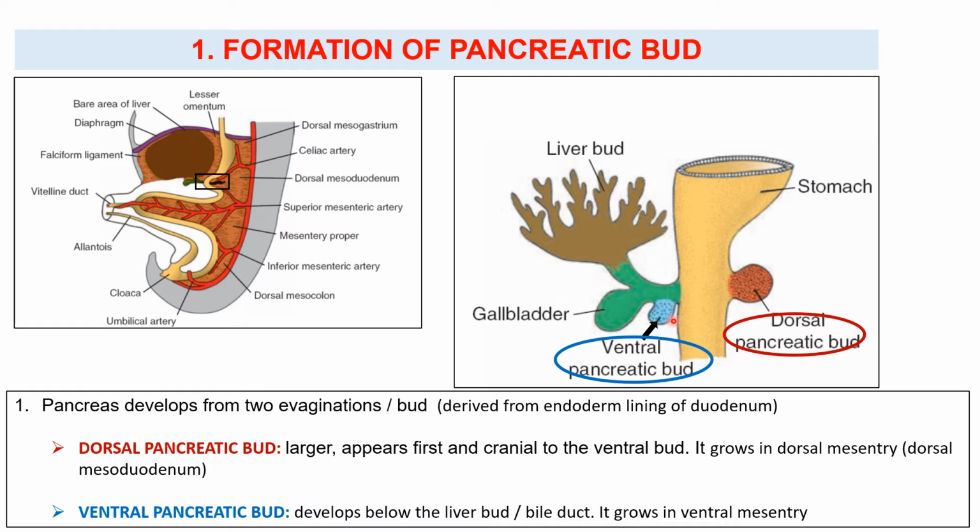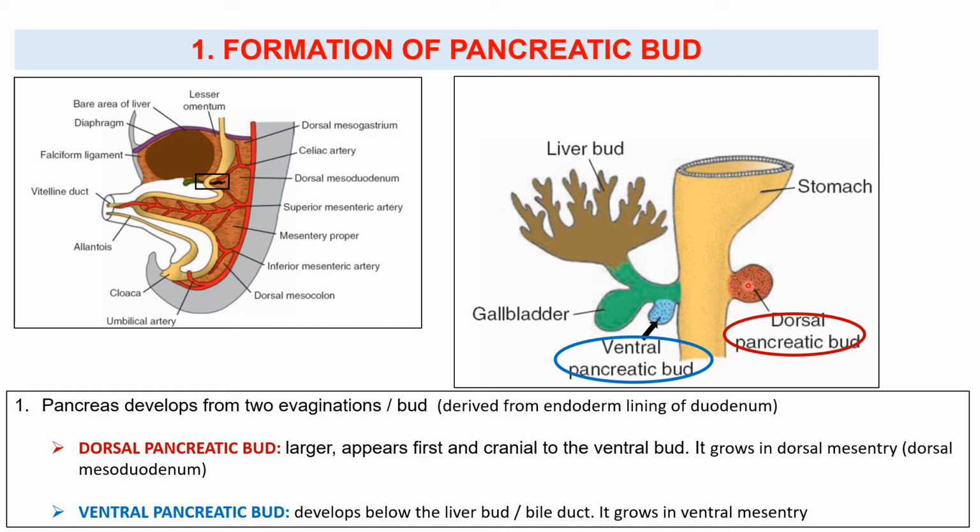The ventral pancreatic bud develops below the liver bud or the bile duct, and it will grow in the ventral mesentery. So in the first picture we can see over here is the ventral mesentery. So the ventral pancreatic bud is going to grow into the two folds of peritoneum, that is the ventral mesentery. The dorsal pancreatic bud is larger as compared to the ventral pancreatic bud, and it is the first bud to appear, then the ventral pancreatic bud, and it will grow dorsally into the dorsal mesoduodenum.